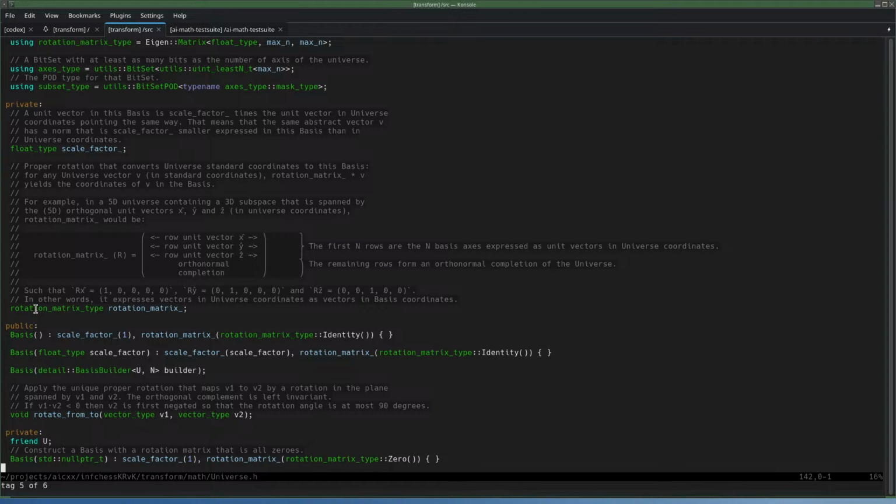coordinates. For example, this x hat here is the top row, which is basically a lot of values that are not 0 or 1, but they're supposed to point in the x direction of that basis. And if you multiply this matrix with that vector, you get this. And that then is in the new basis coordinates.